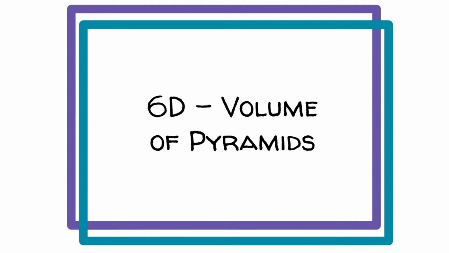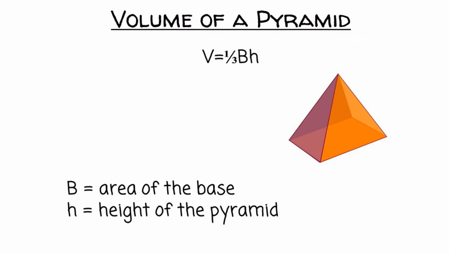We're going to be finding the volume of pyramids. The formula for the volume of a pyramid should look familiar. Volume is equal to 1/3 times the area of the base times the height. Now that's very similar to the cone, right? Or it's exactly the same as the cone.